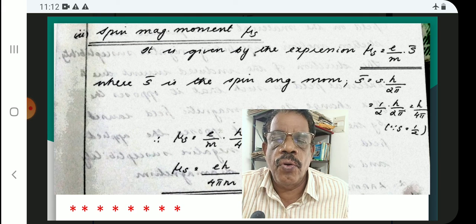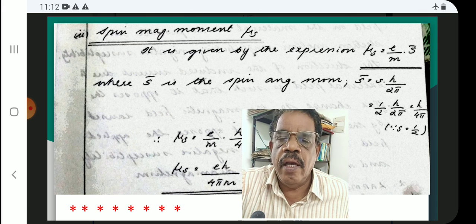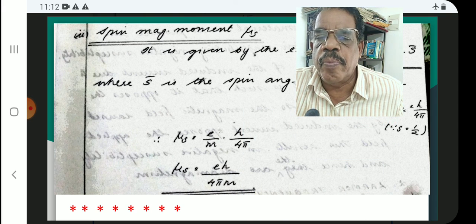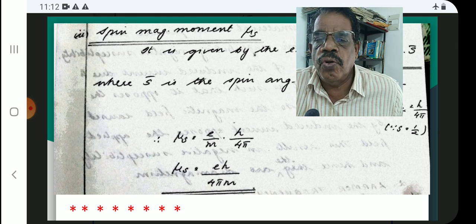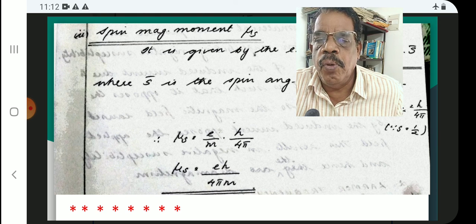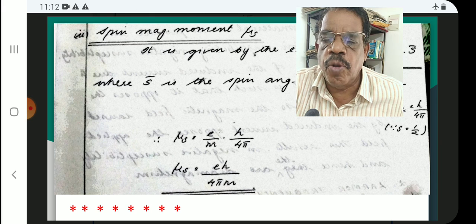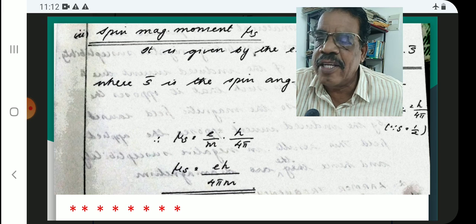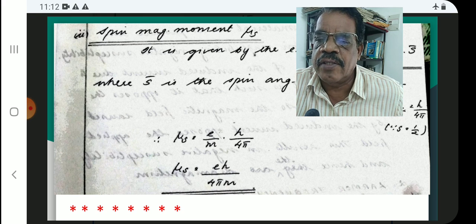So capital S vector is equal to half into h by 2 pi, h by 4 pi. That we put here, we get mu S is e by m into h by 4 pi. That is also here mu S is equal to eh by 4 pi m. eh by 4 pi m is a very important term. It is called the Bohr magneton that we see in the next class.